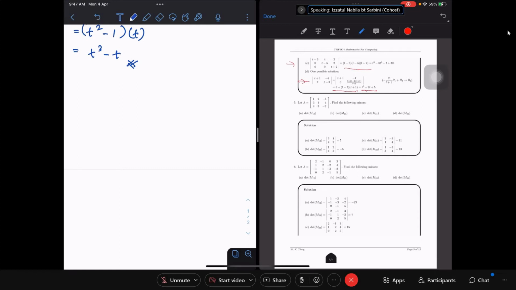Okay, number 5. Find the following minors for the determinant, M13. So 13 here means you have to cover the first row and the third column. And you have to calculate 3, 3, 1, 4, 3. That is what is meant by the determinant for minor 13. Now you find the determinant for this. The determinant is 9 minus 4. How do you get 9 minus 4? Because of 3 times 3 minus 4 times 1. Cross multiply.